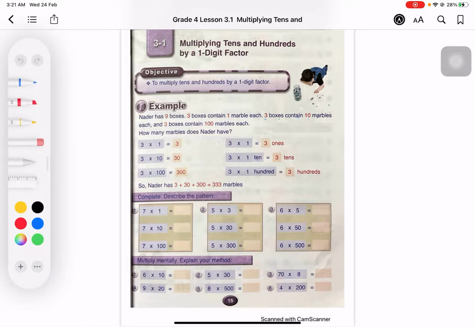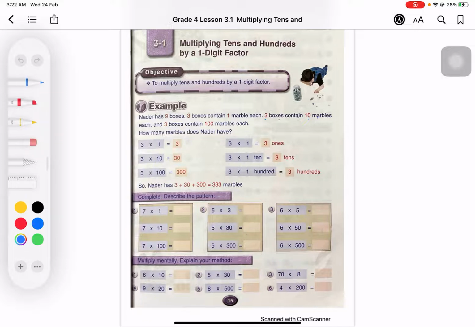Now, let's go back to our example. Nader has 9 boxes. In each box, in each 3, one kind of marbles. In the first one, it's a 3. In the second one, it's 10. In the third one, it's 100. As I said, start by finding the basic fact. Do 3 by 1 in each one of them, then ask the zeros to go down. In all, Nader has 339 kind of marbles.